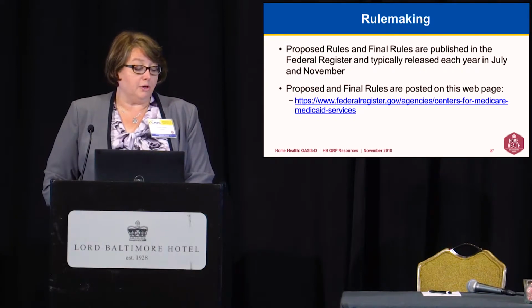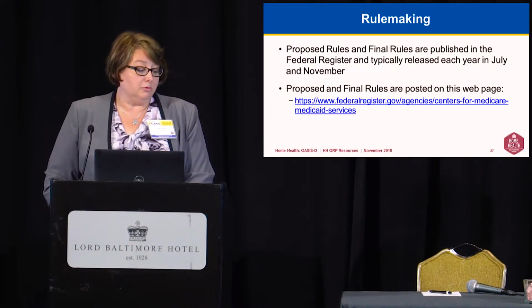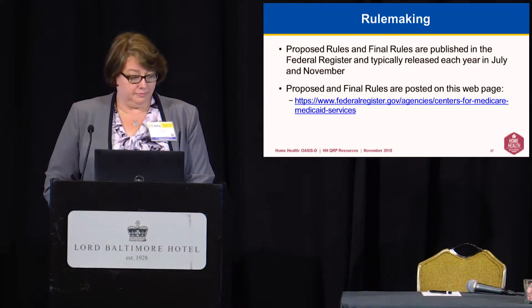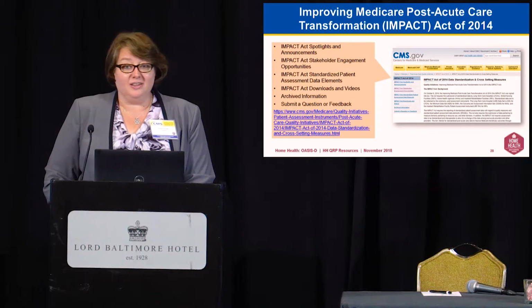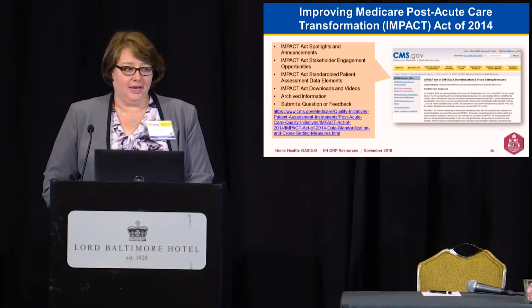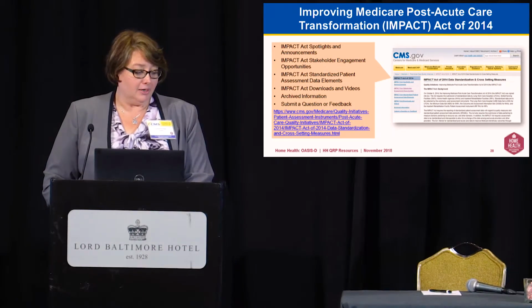Proposed rules and final rules are published in the Federal Register and are typically released each year in July and November. Proposed and final rules are posted on this webpage that's listed there. Of course, there's been a lot of talk about the IMPACT Act today. There's a whole page dedicated to the IMPACT Act, and we invite you to go there if you have any other questions with regards to the IMPACT Act.